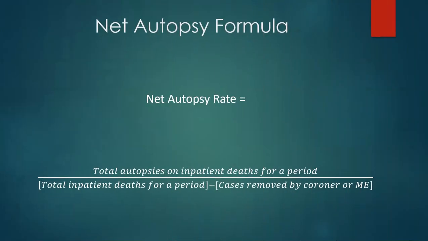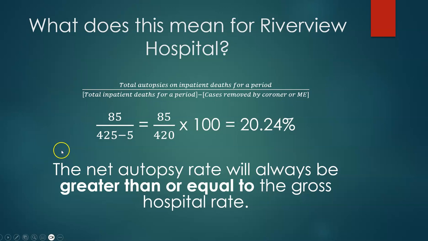So the net autopsy formula is the total number of autopsies of inpatient deaths for a period over the total inpatient deaths for a period minus the cases that were removed by the coroner or medical examiner. For Riverview Hospital, as you'll recall, there were 85 autopsies on inpatient deaths for the period. The total number of inpatient deaths were 425. However, we are subtracting the 5 cases that were removed by the coroner or medical examiner. One important thing to note is that the net autopsy rate will always be greater than or equal to the gross autopsy rate. In this case, the net autopsy rate is 20.24%.